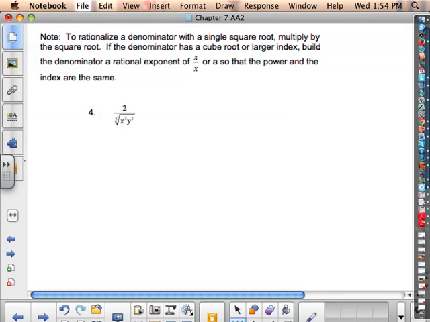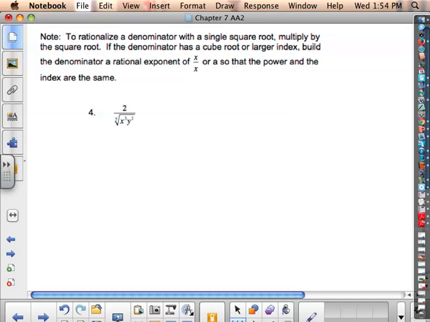So to rationalize a denominator with a single square root, multiply by the square root. If the denominator has a cube root or a larger index, build the denominator to a rational exponent of x over x, meaning the power over the index, so that the power and the index are the same.